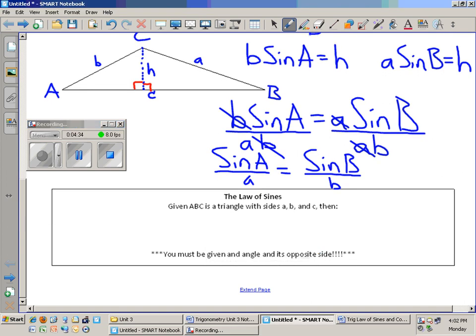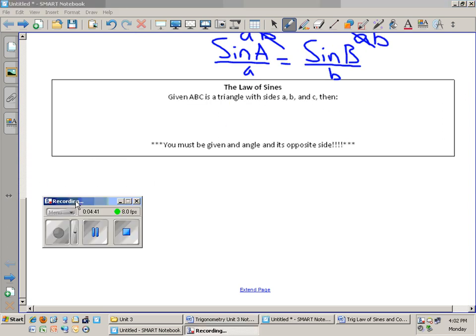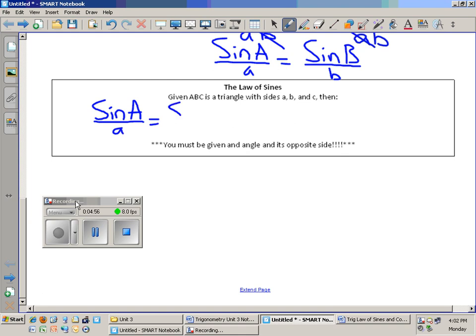The law of sines is very useful. If you go down to this bottom part, it says law of sines here. What it says is if you're given a triangle ABC with sides a, b, and c, then this is true: the sine of angle A divided by side a is equal to the sine of B divided by side b, which is equal to the sine of C divided by side c.